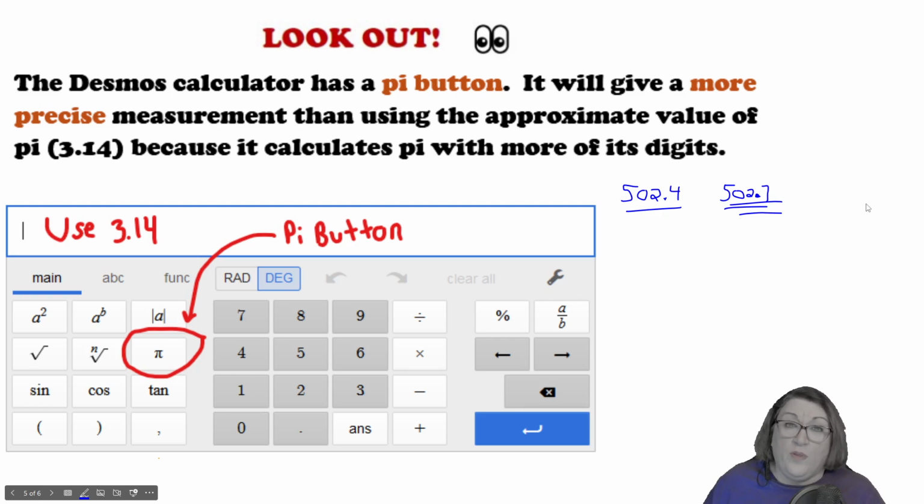But just know that for your state exams and for many of our tests that we use, we are going to ask you to use 3.14 because it does help you to remember that 3.14 is the approximate value of pi. Okay, so let's review what we've done.